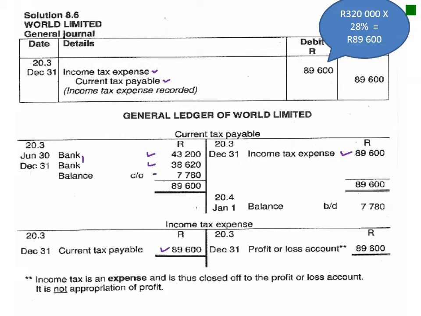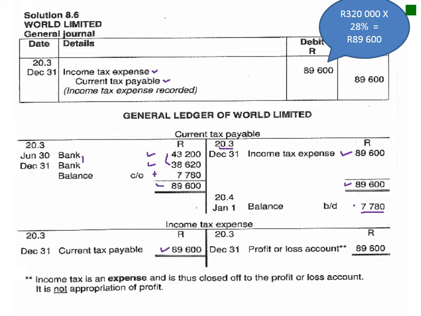Now, to work out the balance that's still owing at the end of the year, you just take the 89,600 and you subtract the two payments you've already made, and you end up with the amount that's still owing. And in this case, there's a liability, tax that's still owing for the 2003 year, and that tax would need to be paid within 6 months of the next financial year, by the 30th of June 2004, in other words. Okay, so that's how we simply do the calculation for income tax expense and current tax payable.